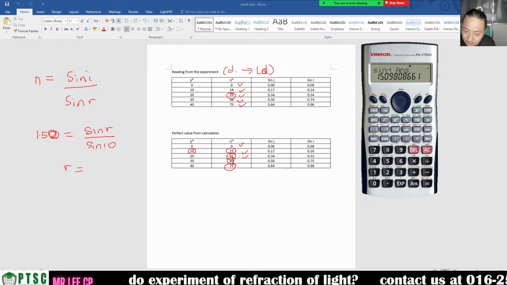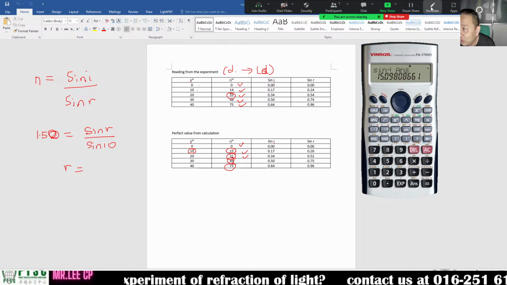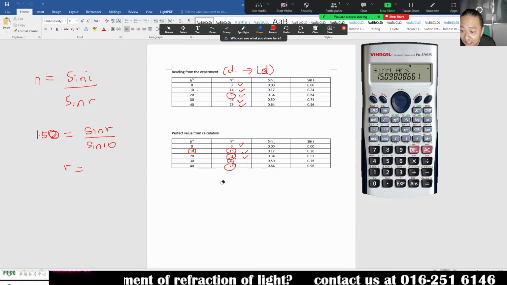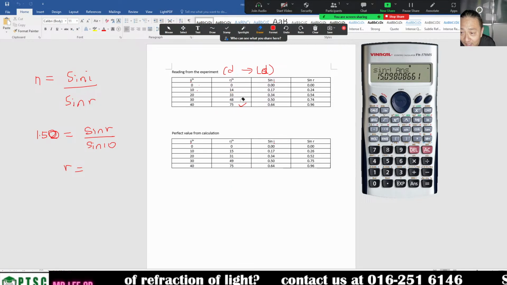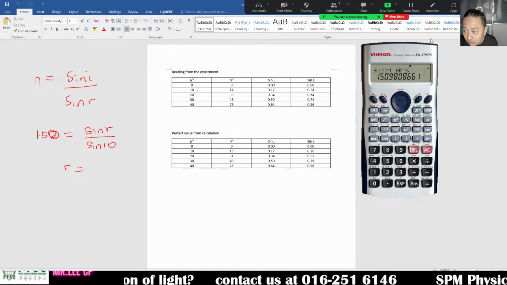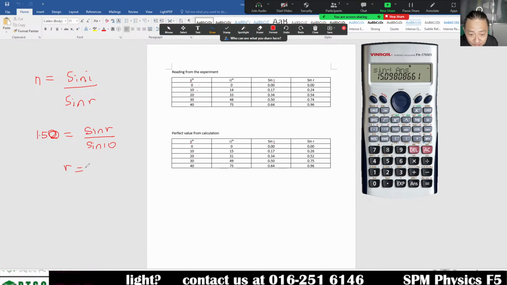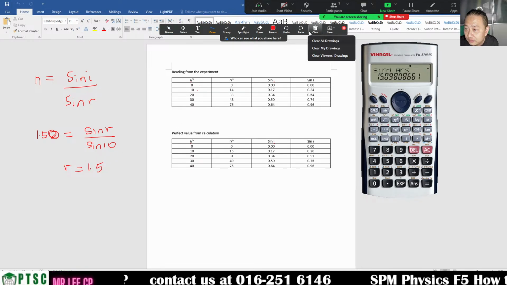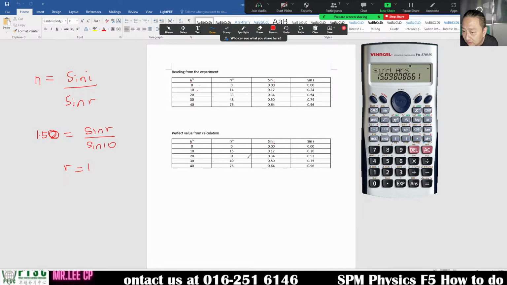If you are using acrylic, you go and find the refractive index of acrylic if you want. Sorry, I write this number in. I do one or two for you first. This is 15.